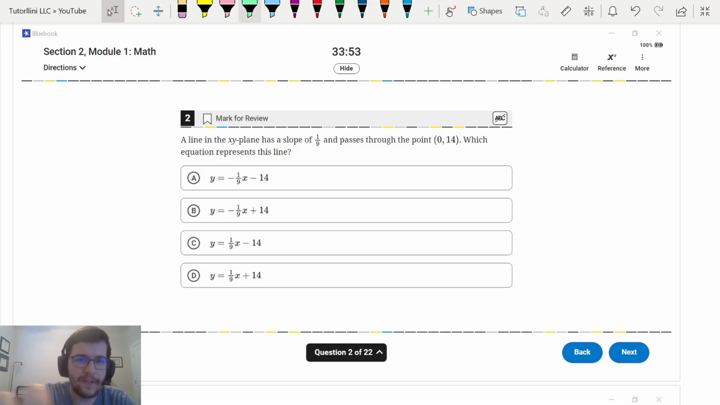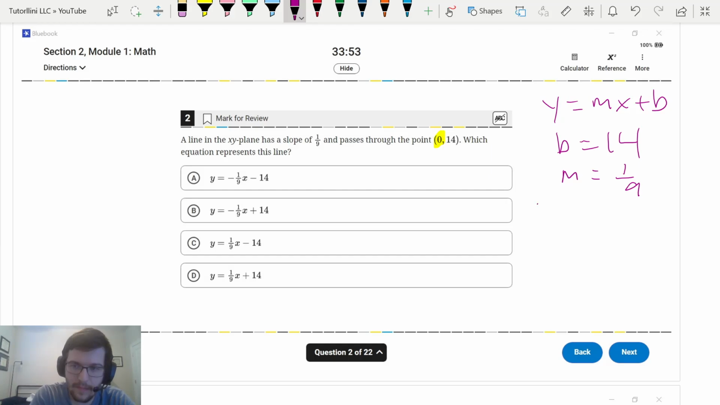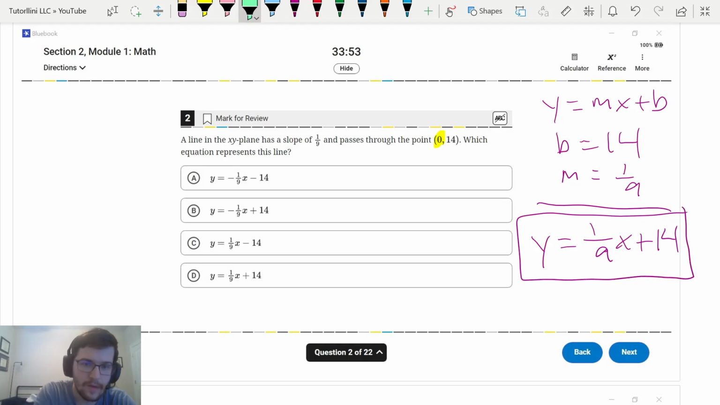Okay, so for question 2, whenever you see x equals 0, that's the y-intercept. Whenever you see y equals 0, it's an x-intercept. And whenever you see x equals 0, it's a y-intercept. So for this one, we know that b is equal to 14 because that point (0, 14) is the y-intercept. And it says the slope is 1/9. Okay, now we can just plug it into slope-intercept form, mx plus b: 1/9 x plus 14. That's it for the second one.